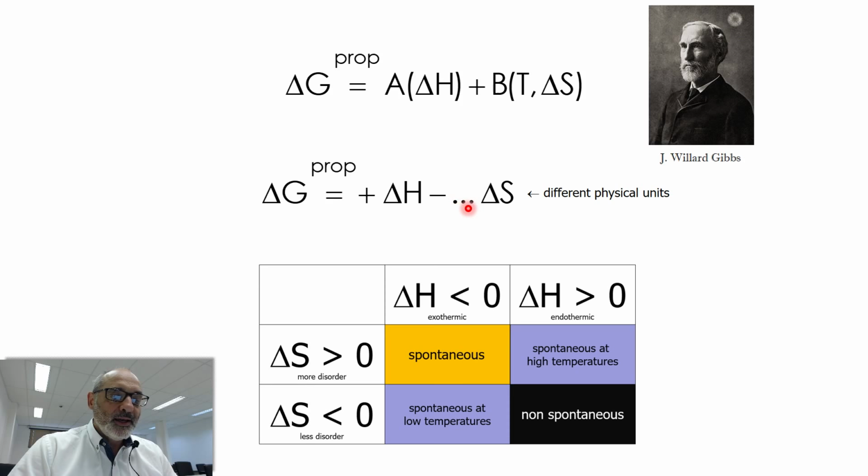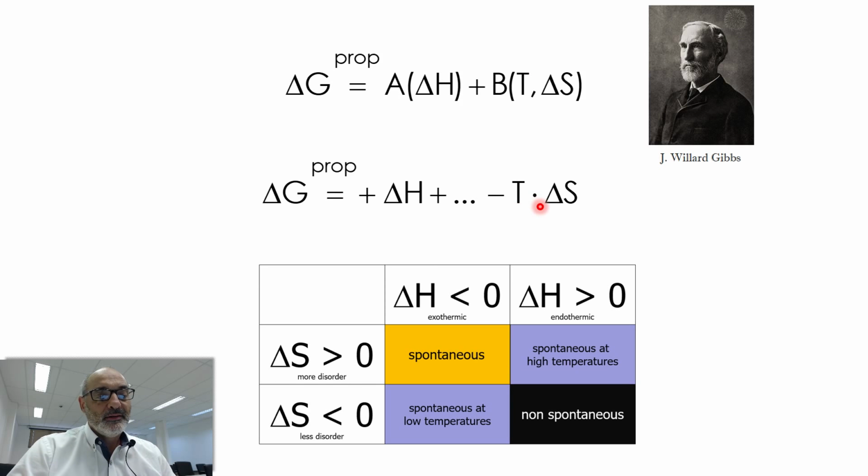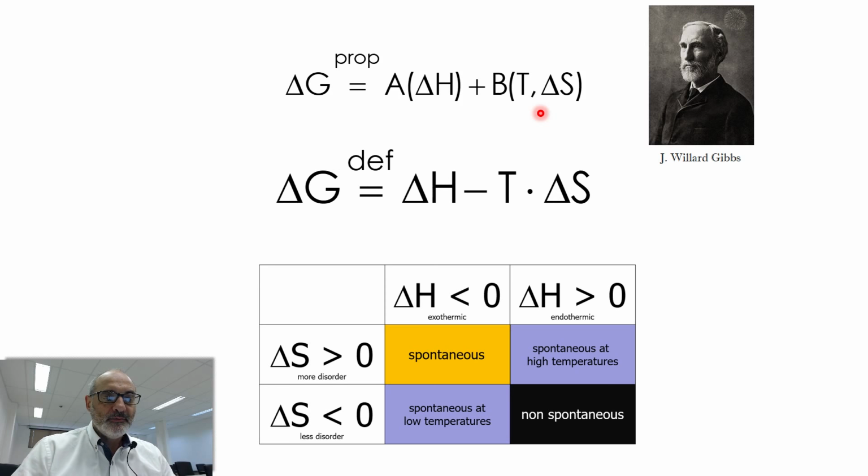Only that delta S must be multiplied by something here, because I cannot add these two variables, as they have different physical units. We also have to consider temperature in the equation. So we're going to propose multiplying delta S by T, minus T. This solves the problem of proposing B. And finally, we're going to define delta G as being delta H minus T times delta S.